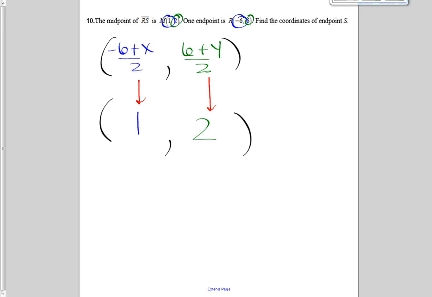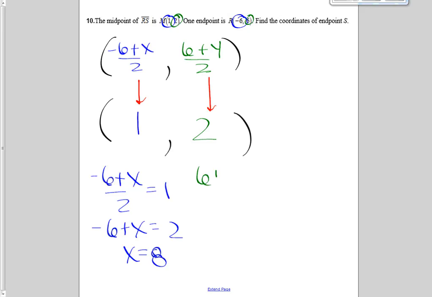So for the x coordinate, I take negative 6 plus x over 2, and set equal to 1. Multiply both sides by 2. And so negative 6 plus x has to be equal to 2. And if I add 6 to both sides, I get x equal to 2.